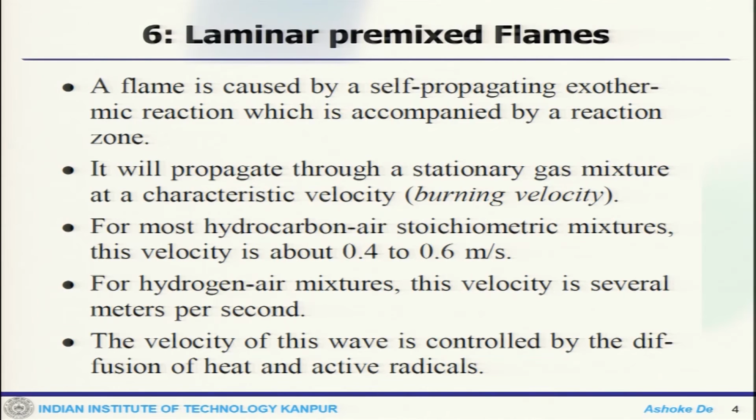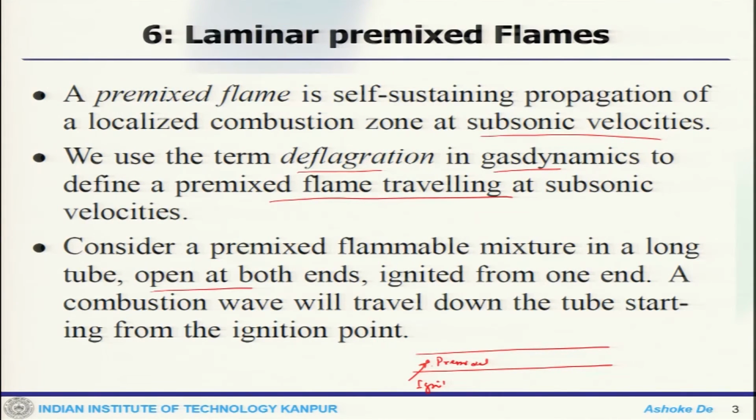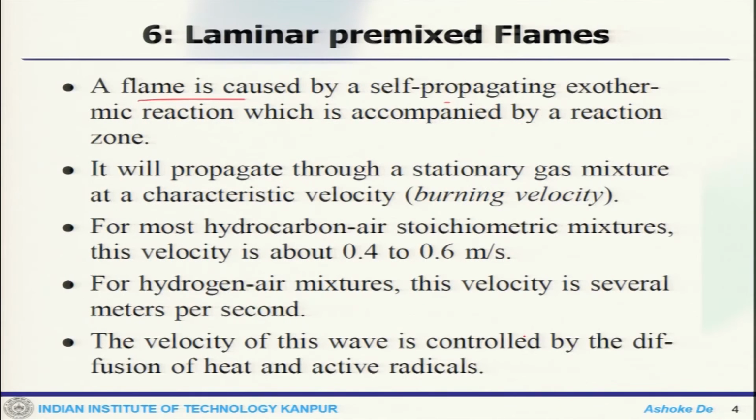Now, more to it, the flame is caused by a self propagating exothermic reaction which is accompanied by a reaction zone. That means, when this premix mixture is ignited, the combustion wave will travel towards the other side. So, if it is passing through this tube, somewhere it will create a thin reaction zone. One side of that would be the burned side, the other side would be the unburned side. That means mixture comes in, so that it is a self sustaining or self propagating system.